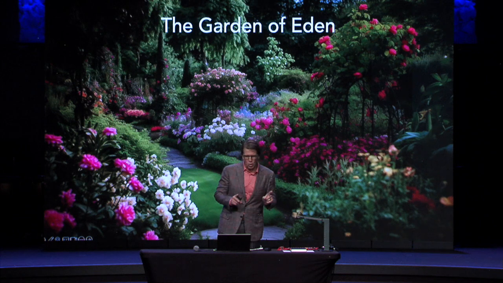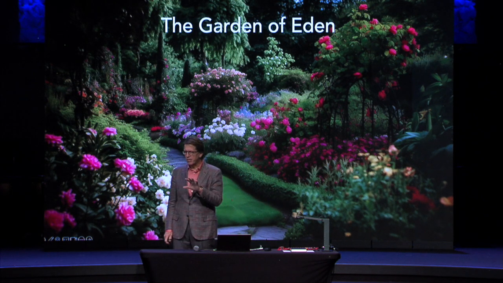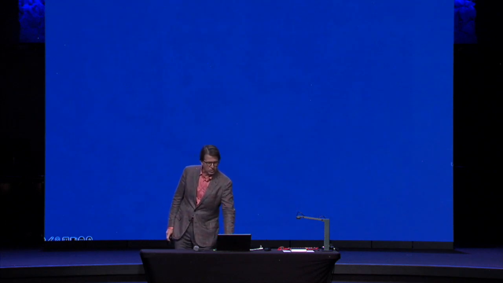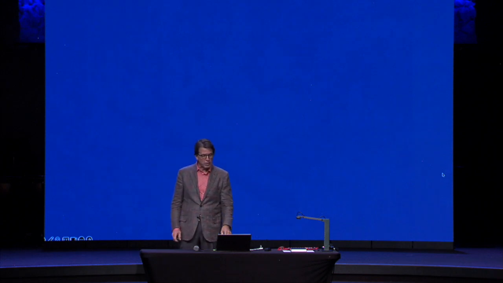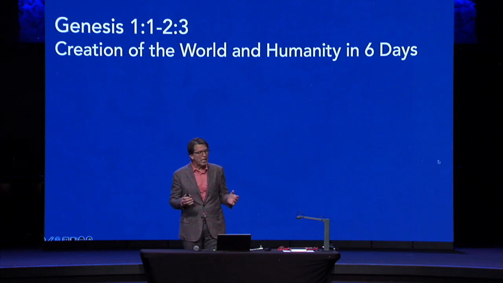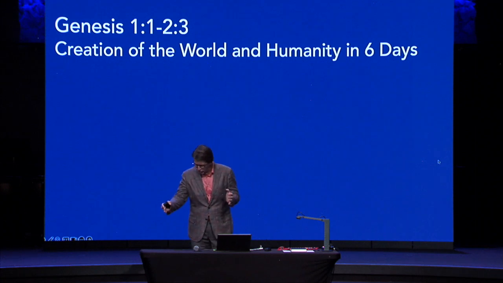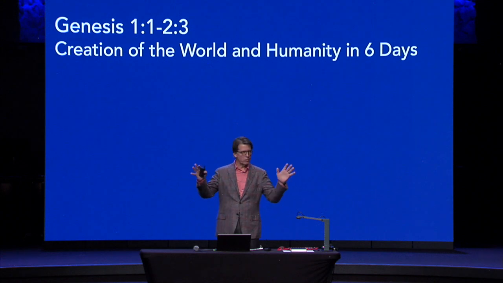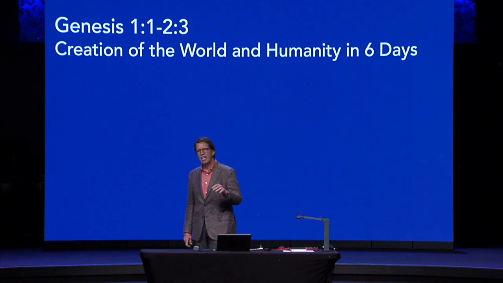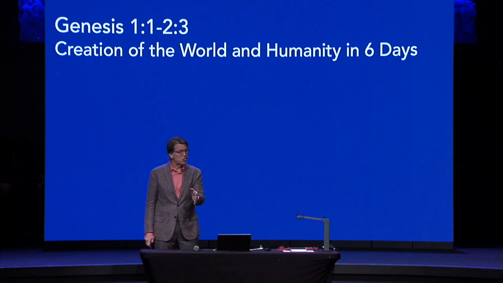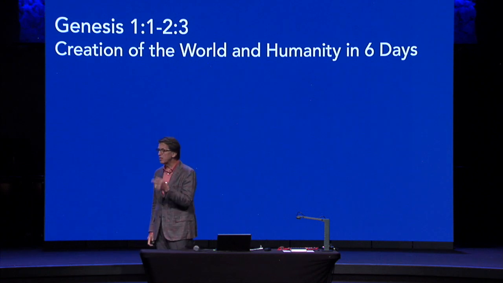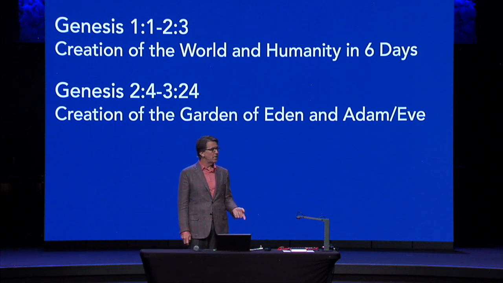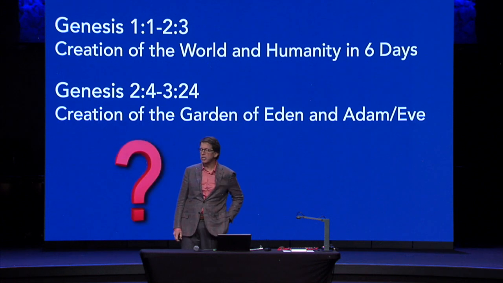So now let's talk about the Garden of Eden for a moment. Because it's an interesting issue here on what it is and where it is. It's an interesting issue because the creation of the world and humanity from Genesis 1:1 to Genesis 2:3 happened in 6 days. Remember? Okay. Then you get to Genesis 2:4, and now you've got the creation of the Garden of Eden and Adam and Eve. Now, this raises an interesting question.